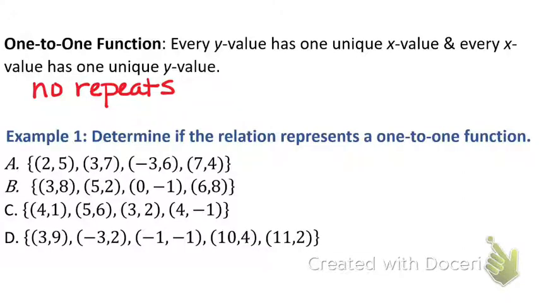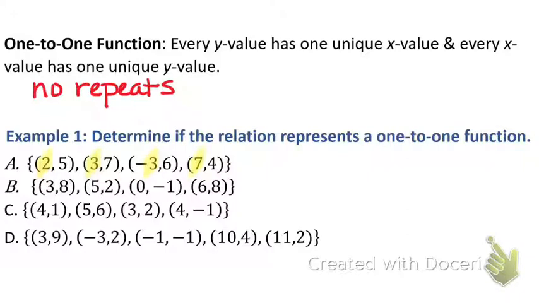And then we can look at, you can do B, C, and D. So the first thing I'm going to do is look at X. So when I look at X, I have a 2, a 3, a -3, and a 7. Are any of those numbers the same? Any repeats in that? No?